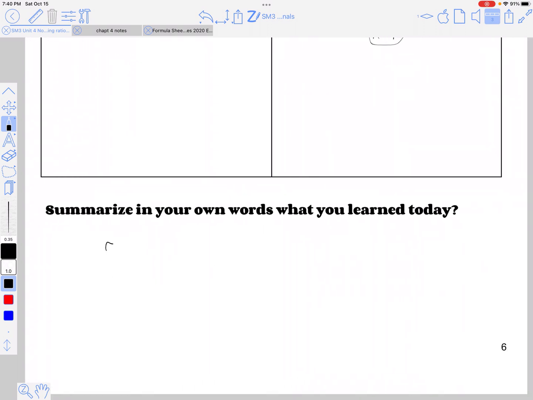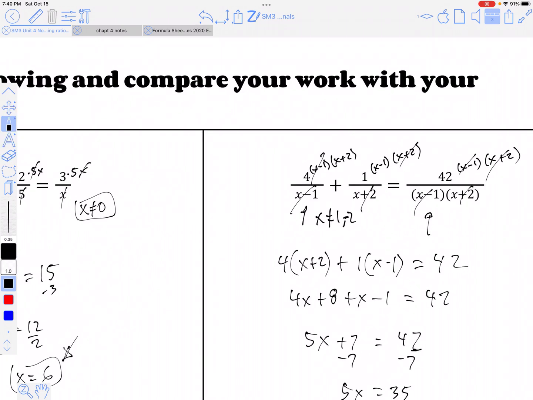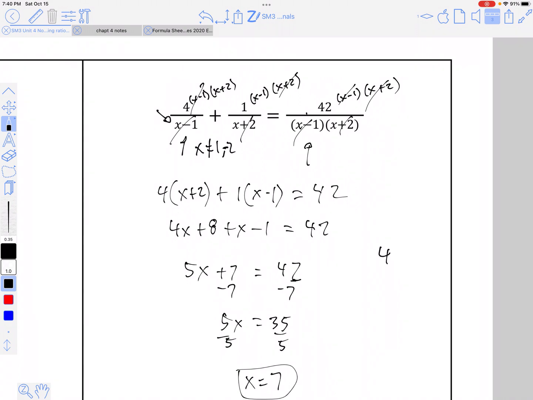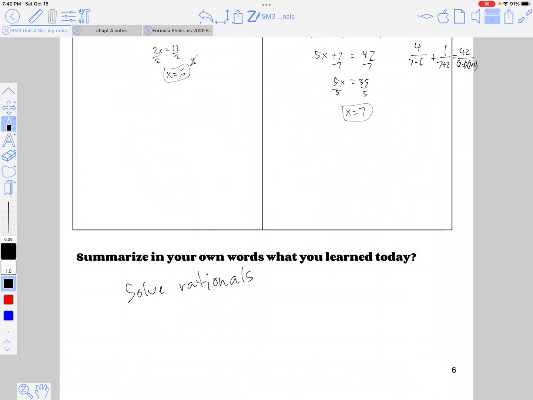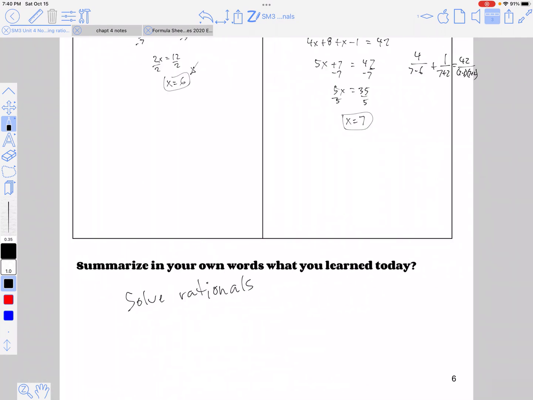So what did we learn today? We learned how to solve rationals. Figure out what value could I put in for x? So 4 divided by x minus 1 plus 1 over x plus 2 equals 42 divided by x minus 1 times x plus 2. And we found out that it was 7. So 4 over 7 minus 1 plus 1 over 7 plus 2 equals 42 over 7 minus 1 times 7 plus 2. That was our goal: solve rationals so we could figure out what value needs to go in there.